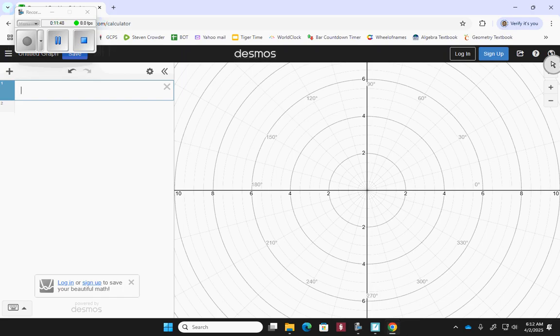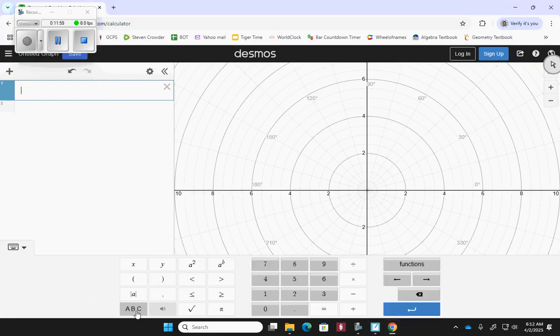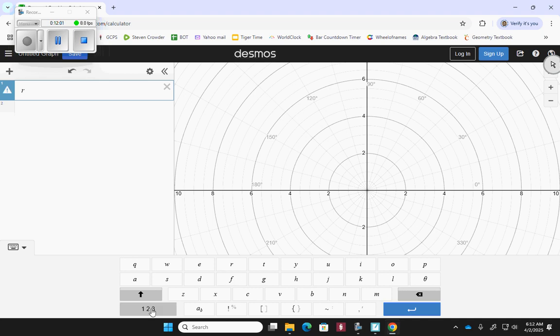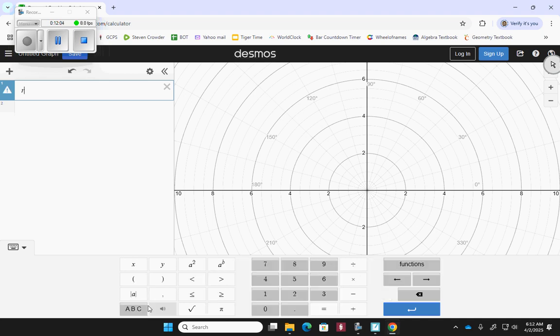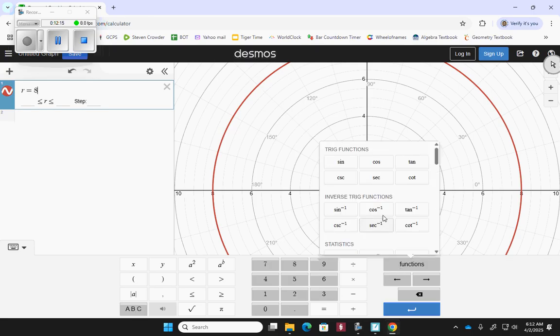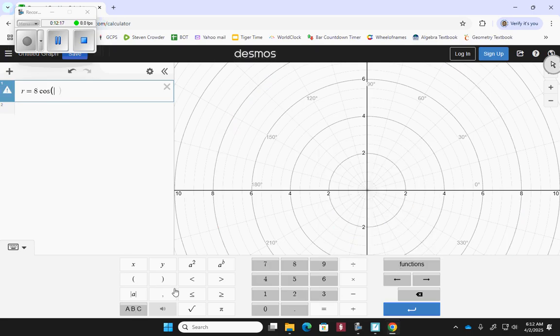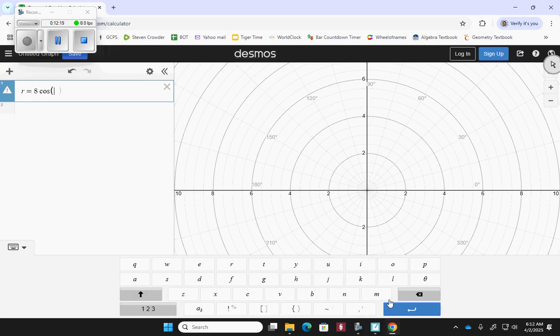I'm just going to do a couple here. So the very first one is r cosine theta. All right, so you need to make sure that you know how to do this. Remember to put in the equal sign as well. r equals, and I've already forgotten what it was, 8 cosine theta. You could actually type in cosine, but of course, you could also just click on things. The theta is right here.